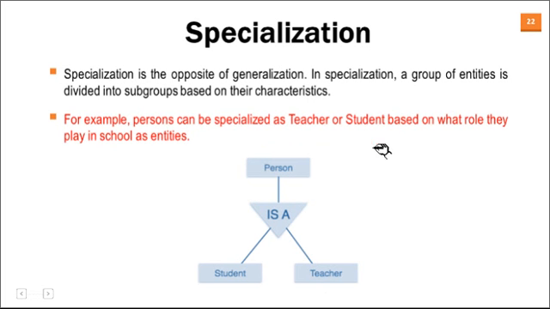Second one is specialization. Specialization is the opposite of generalization, when a particular entity is subdivided into sub-entities according to their different features, functions or characteristics. Then I can say it is specialization. If I say a person can be a student, a person can be a teacher, right? A person can be an employee, a postman. It means a person has different characteristics, and I am dividing them according to their special characteristics. That's why we call it specialization.